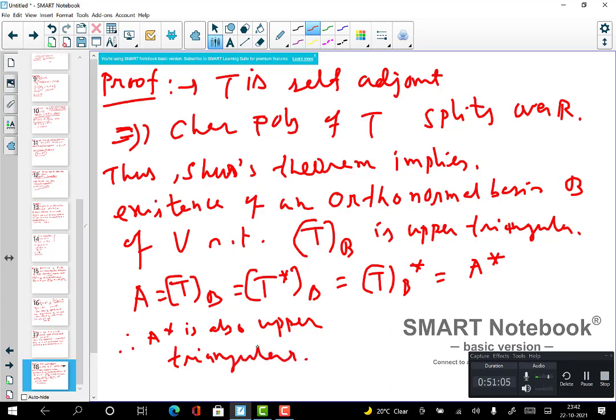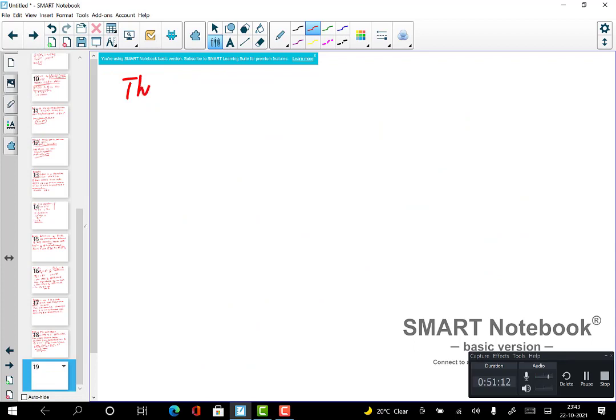Now if both the matrices are upper triangular, what does that mean? A must be diagonal. This is the only option. So it must be a diagonal matrix. Now if you have a diagonal matrix with respect to the basis B, then the basis vectors are nothing but the eigenvectors. So that means that T is diagonalizable, and hence the basis vectors are eigenvectors.